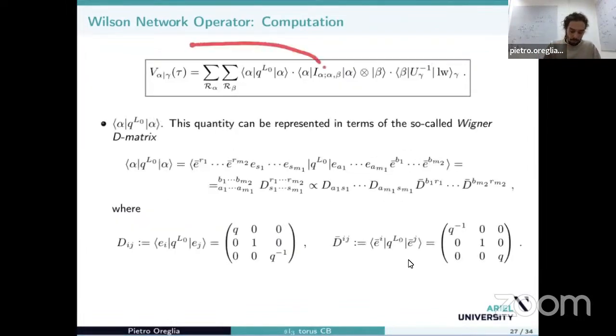So this is the formula. Now we are going to focus on the first matrix element here. This quantity can be represented in terms of the so-called Wigner-D matrix. So here I have the definition. This is the quantity we are interested in.